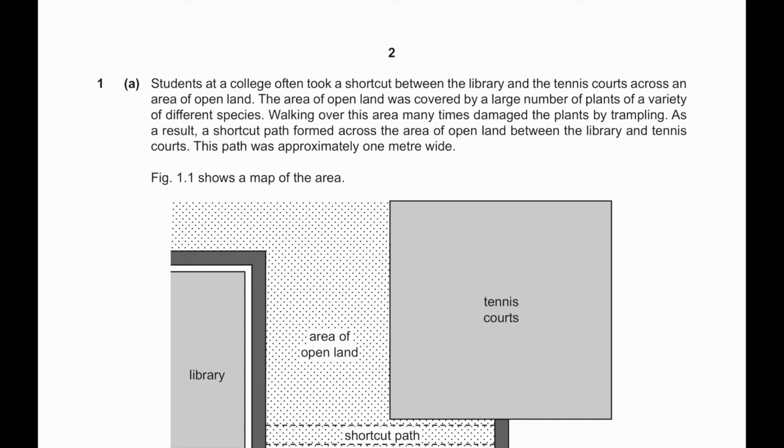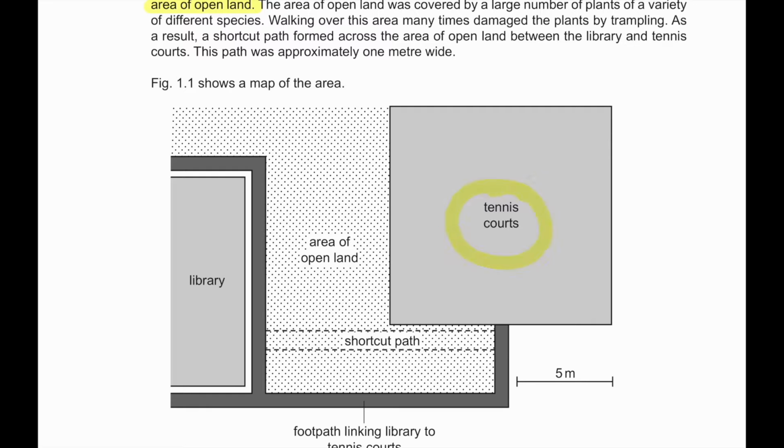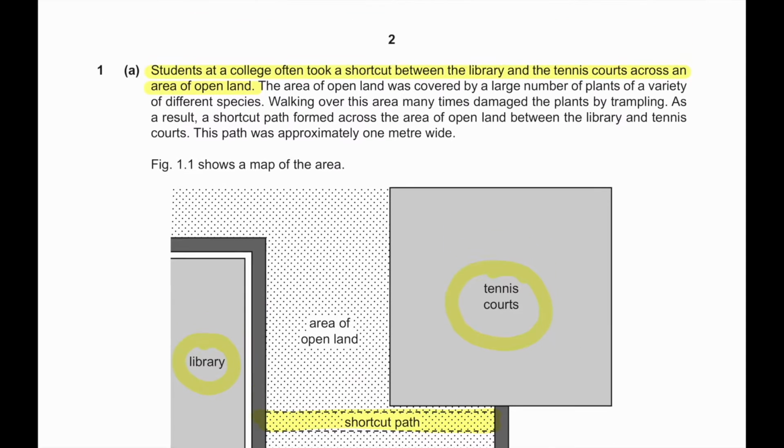Question number 1A. Students at a college often took a shortcut between the library and the tennis court across an area of open land. So we can see the tennis court and we can see the library, and there is this shortcut that the students often took. The area of open land was covered by a large number of plants of a variety of different species. Walking over this area many times damaged the plants by trampling. As a result, a shortcut path formed across the area of open land between the library and tennis courts. This path was approximately 1 meter wide.